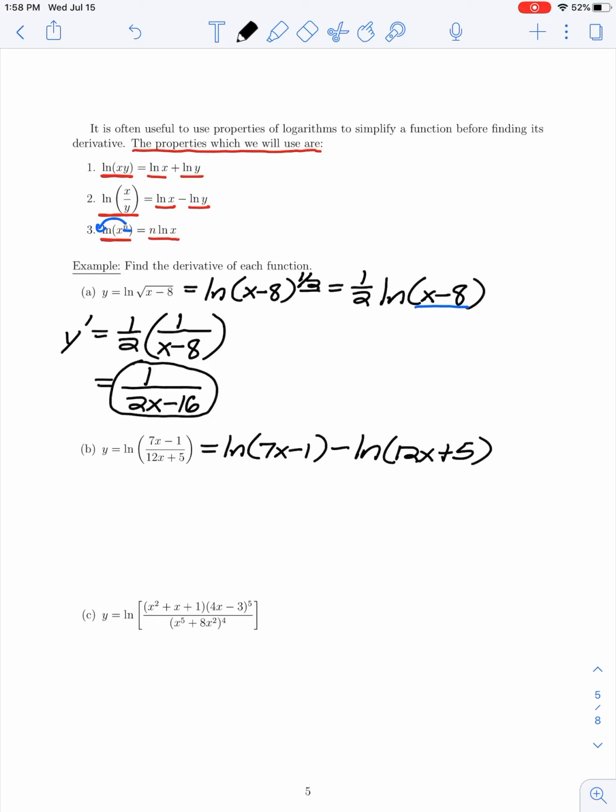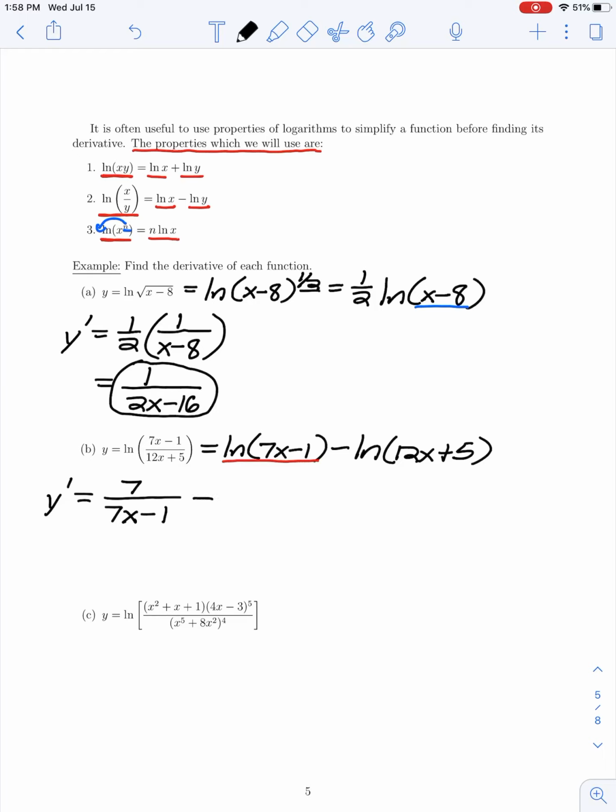And now to differentiate this function, we could differentiate each of these logarithms individually using the chain rule and take the difference of these values. So y prime would be, well, we'd first differentiate the natural log of 7x minus 1. So we take the derivative of our inner function, which is 7, and then we divide by that inner function itself, which was 7x minus 1.